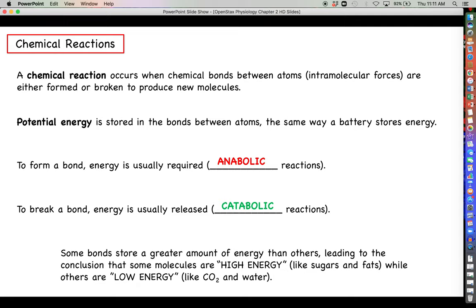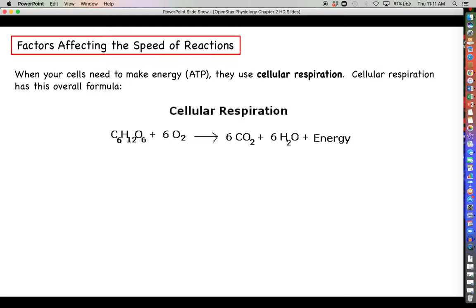So some molecules are at a high energy state. Those covalent bonds that hold those fat and sugar molecules together have a lot of energy in them, while other molecules are what we might consider to be low energy molecules. So for example, carbon dioxide and water, while they do have chemical bonds holding them together, there's not really a whole lot of energy in those bonds. So our body doesn't really try to waste too much time trying to squeeze energy out of breaking those molecules down. Those molecules are already very, very simple. It's going to be really hard to break them apart and get any more energy out of those bonds.